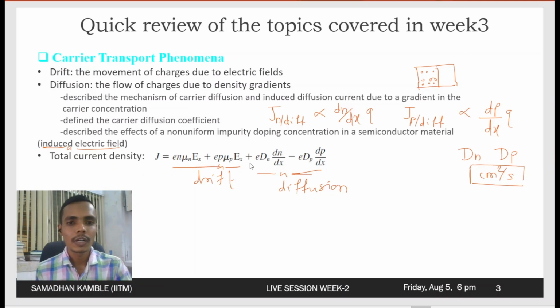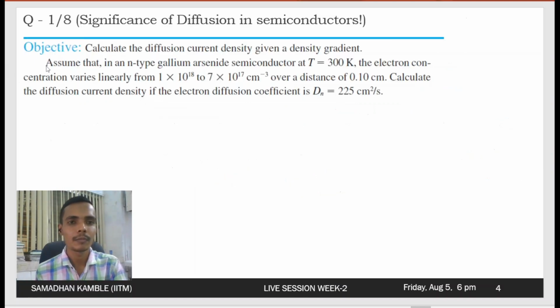Let us move to one simple problem directly. I have included that problem to make you aware of the significance of diffusion, how diffusion plays a key role in the semiconductor. So I'll read the problem for you. The objective of the problem is the following: we calculate the diffusion current density given the density gradient.